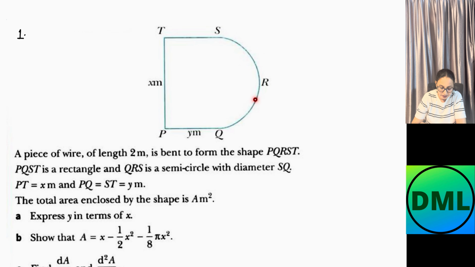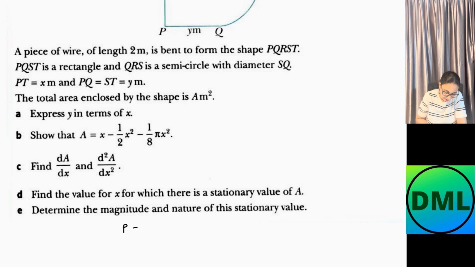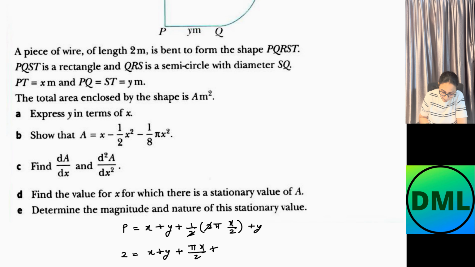I need to write down the perimeter of the semicircle. Perimeter of the semicircle is pi r. Let's write down here. Perimeter will be written as X plus Y plus half of 2 pi r, plus Y, where r will be X by 2. Perimeter is given as 2, which is equal to X plus 2Y, plus, 2 got cancelled from here, pi X by 2.